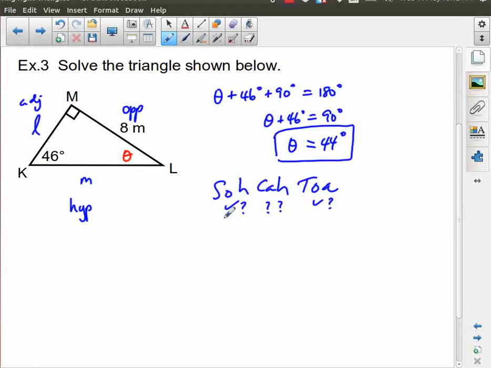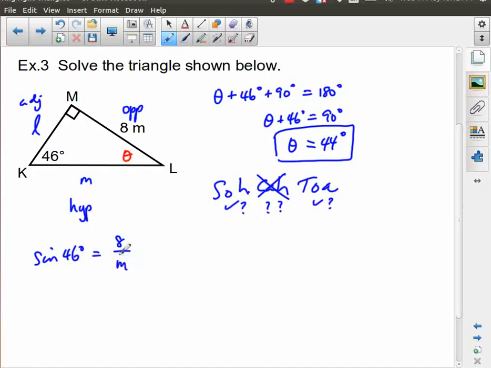So I take a look at overall, which of these can I do? I can do the sine, and I'll use that to find the hypotenuse. I could use tangent, and I could use that to find the adjacent. The one thing I can't do here is cosine, because I don't know either of those two things. So let's go ahead and use sine to find the hypotenuse. I get the sine of 46 degrees is equal to opposite over hypotenuse. So opposite is 8, and the hypotenuse is the letter m.